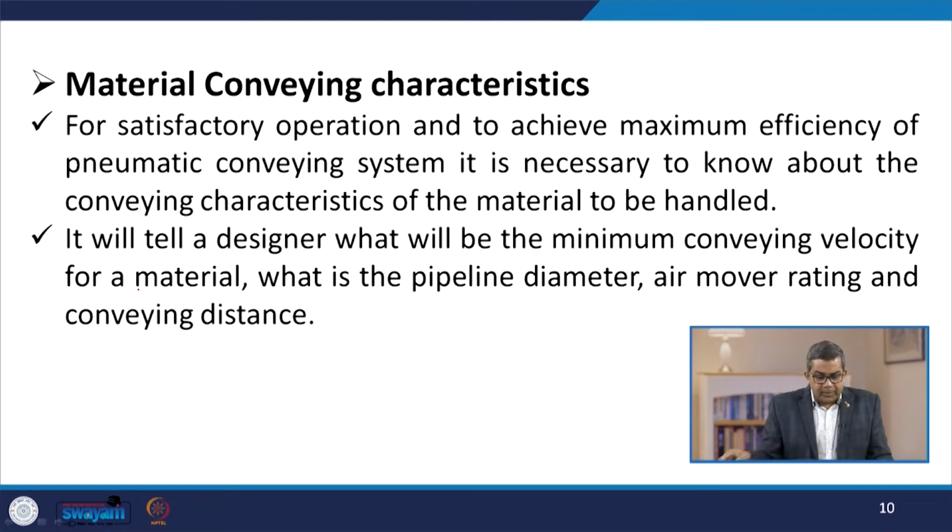Now, let us talk about the material conveying characteristics. For satisfactory operation and to achieve maximum efficiency of a pneumatic conveying system, it is necessary to know the conveying characteristics of the material to be handled. This information is very useful. It will tell a designer what the minimum conveying velocity for a material is, what the pipeline diameter is, what the air moving rate is, and what the conveying distance is.